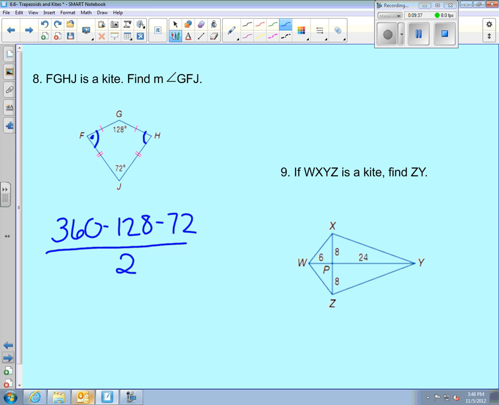And then in number 9, WXYZ is a kite, find ZY. I'm just going to point out here is ZY, and you know that that's 24 and that one's 8. So go ahead and use your mathematical knowledge to finish that up for tomorrow.